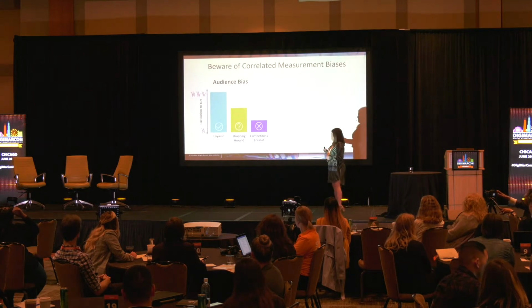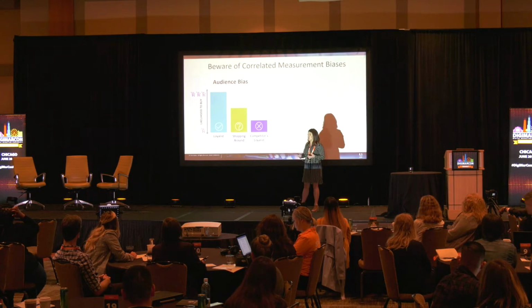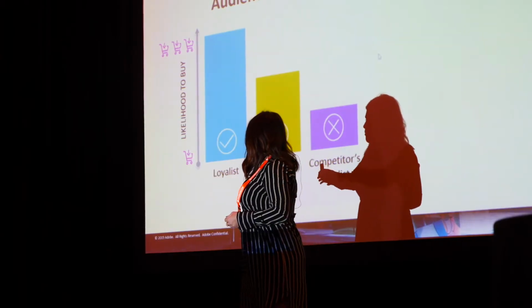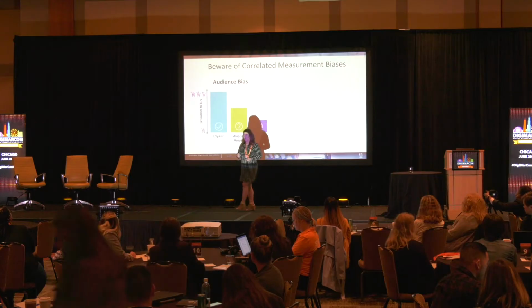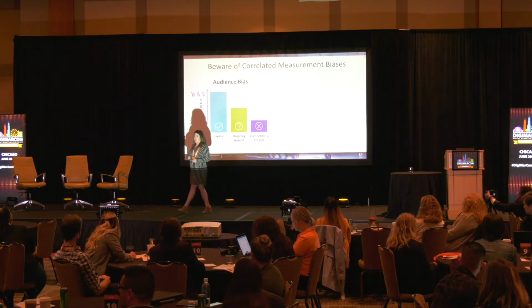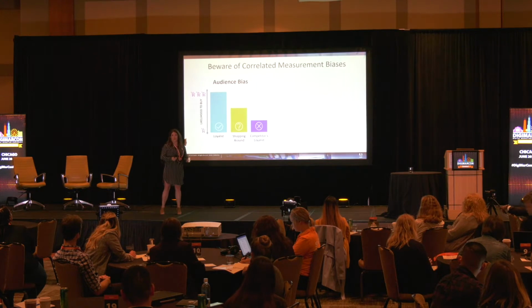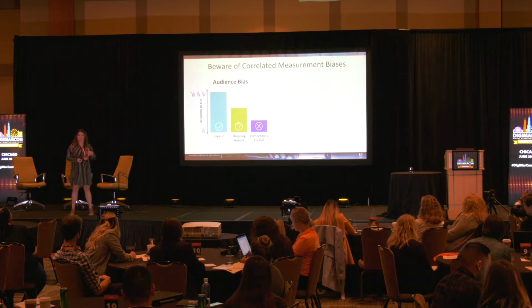One is audience bias. On average, brands typically have 3 or more types of customers that they're going after. We'll start here: loyalists, people that are shopping around, and then your competitors' loyalists. Each one of these types of customers has a different likelihood to purchase your product. Your loyalists, we know, have the highest likelihood. Most of them are going to buy your brand because they're already loyal. You may not even need to advertise to them in the first place.